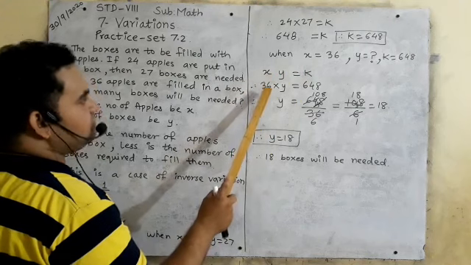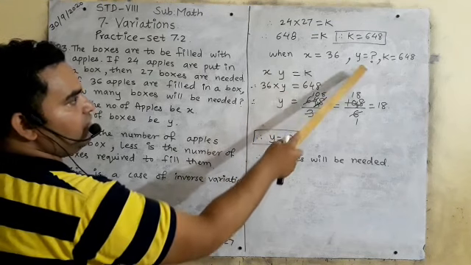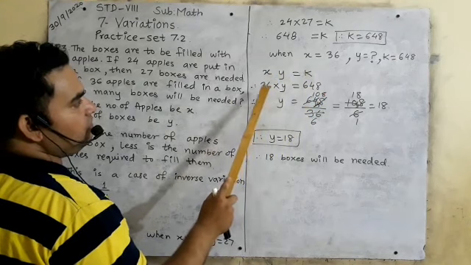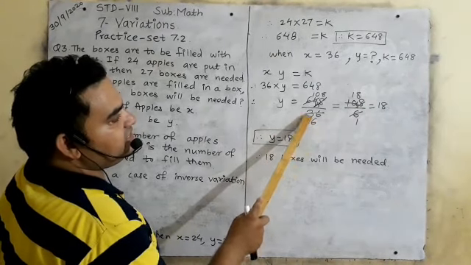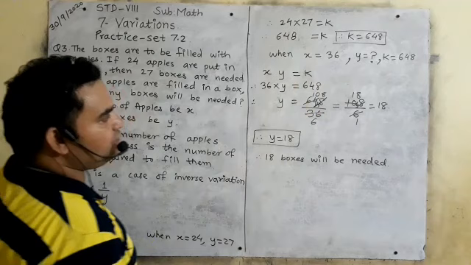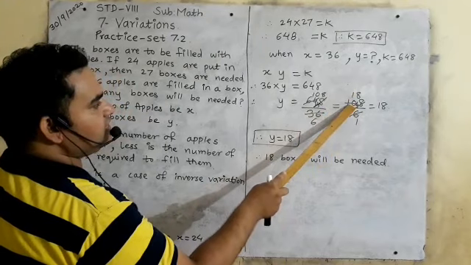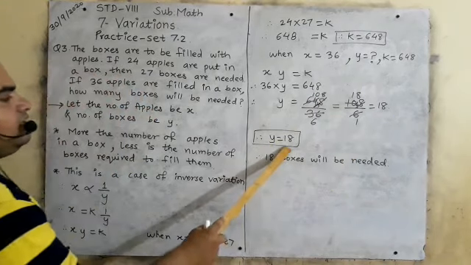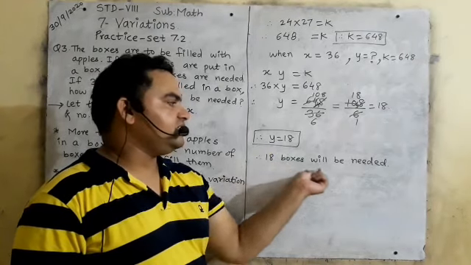In place of x we will write 36. Value of x is 36. Value of y is y only. We have to find the number of boxes required. K is 648. This 36 is in multiplication form, so it will go to the right-hand side and divide. Okay, 648 divided by 36. I will use the 6 times table. 6 sixes are 36, 6 tens are 60, 4 remain, it's 48, 6 eights are 48. Again, what remains? 108 upon 6. 6 ones are 6, 6 eights are 48, is equal to 18. So y, the total number of boxes needed, is 18. How many boxes? 18 boxes will be needed.